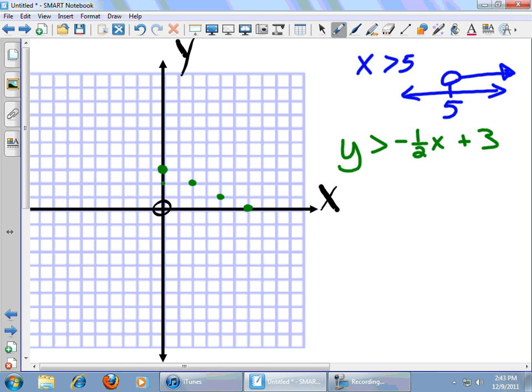Now, I've said this many times in class. Negative slopes go downhill to the right. Positive slopes go uphill to the right. So we're going to go up 1, back 2. Up 1, back 2. Up 1, back 2.